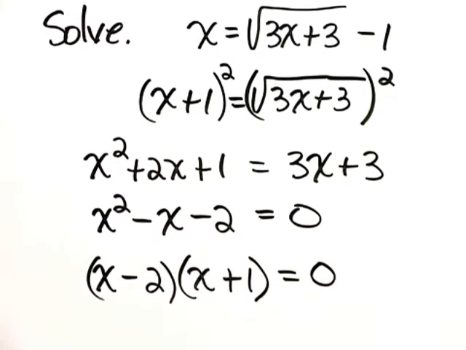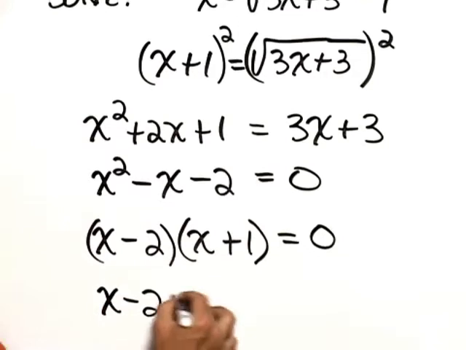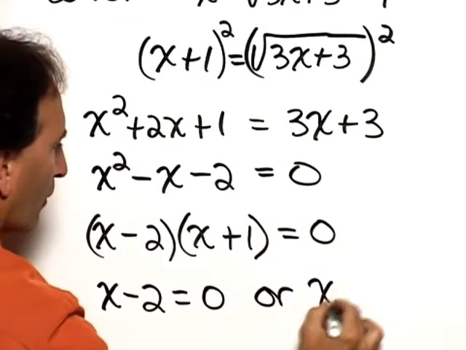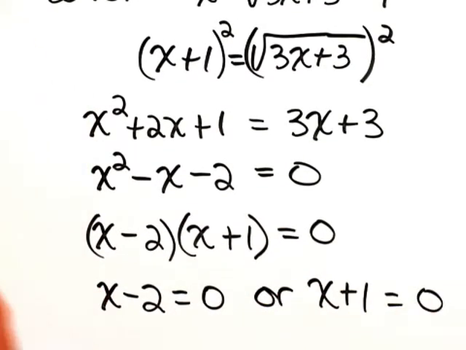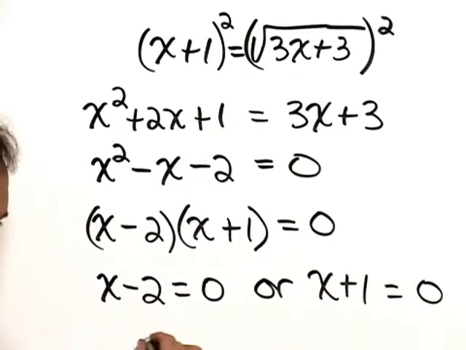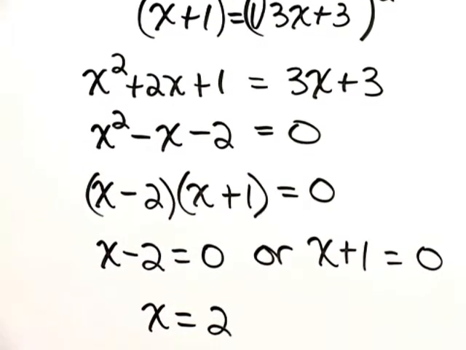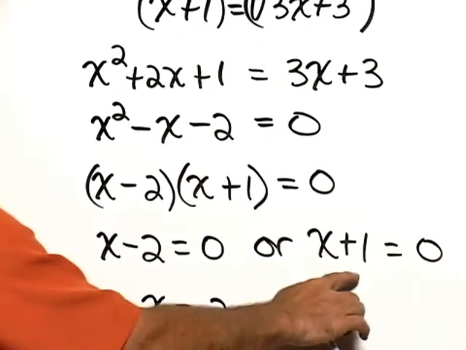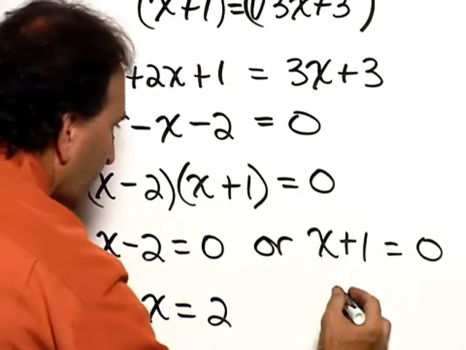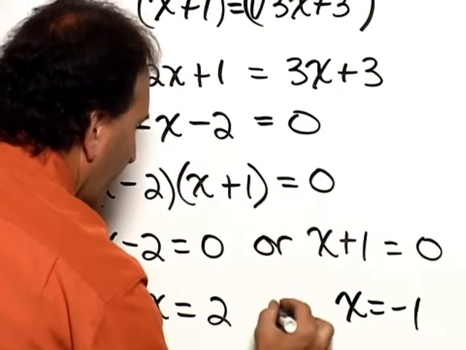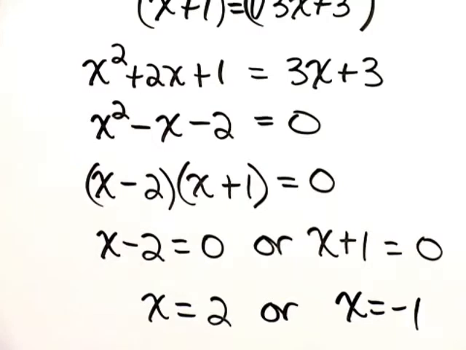Using the zero factor property, we would say x minus 2 equals 0 or x plus 1 equals 0. Solving each of these individual equations, we add 2 to both sides, we get x equals 2. In this equation, we subtract 1 from each side, we get x equals negative 1. Now let's perform a check to make sure that both of these solutions work.